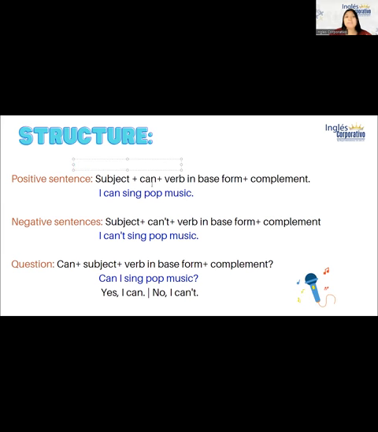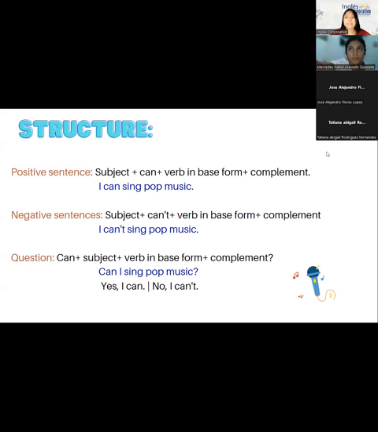So now, what is the meaning of can, poder? Here we have, yo puedo cantar pop music. Yo no puedo cantar pop music. ¿Puedo yo cantar pop music? Two answers. Yes, I can. No, I can't. It can be either yes or no. Very good. Do you have any questions? Do you have any doubts so far?